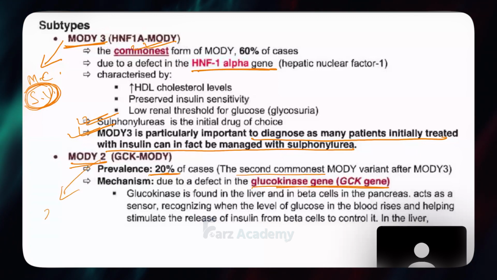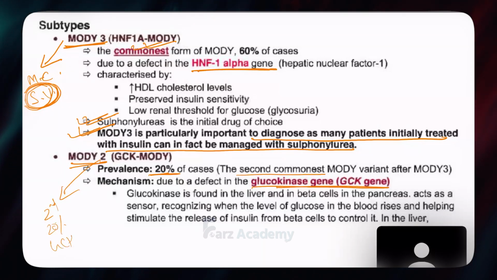Type 2 is the second most common. It is also 20% of cases. It is the GCK gene. Now, genes are asked, that is why I am telling.